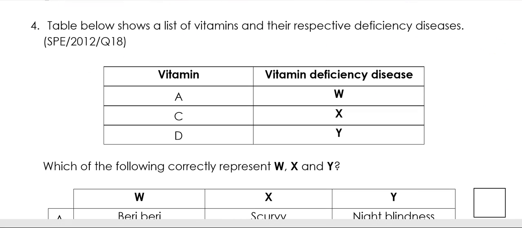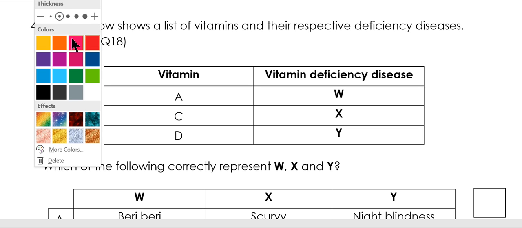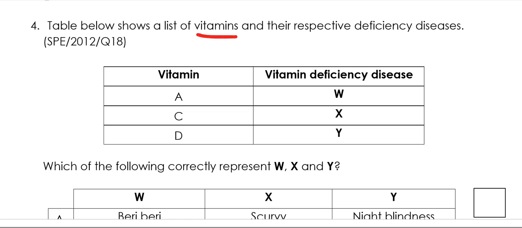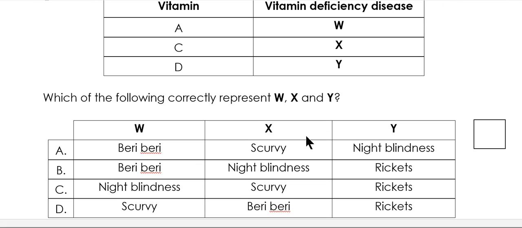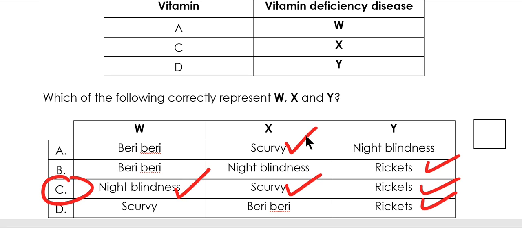Question number 4. The table below shows a list of vitamins and their respective deficiency diseases. Vitamin A, okay, let's see here. Vitamin A, the deficiency disease is W. Vitamin A is important for eyesight and the skin, and it prevents night blindness. For vitamin C, you know the deficiency disease is scurvy, and for vitamin D it is rickets. So you can see here, the best option is C.